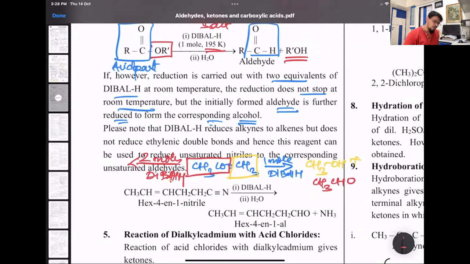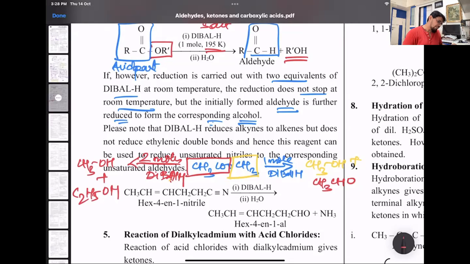But suppose the same reaction was with 2 moles of DIBAL-H. Then what would have happened? Methyl alcohol is fine, but the acetaldehyde formed would have got reduced. Acetaldehyde on reduction will give you ethyl alcohol. So methyl acetate will give me methanol plus the acid part, that is the acetic acid part, which with 1 mole gives acetaldehyde. With 2 moles, that acetaldehyde will also get reduced to ethyl alcohol. You will get basically methanol and ethanol.